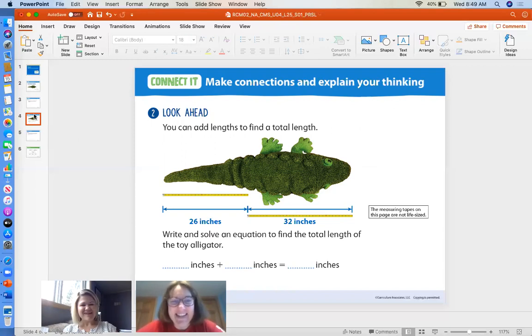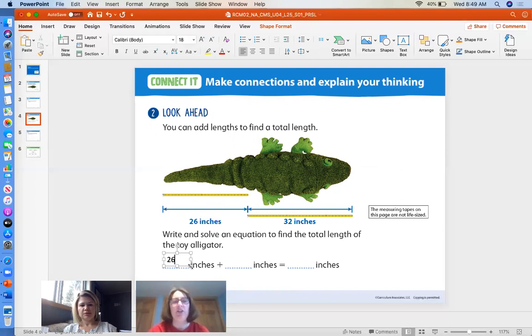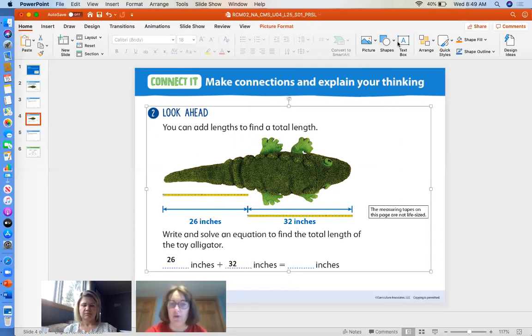You can add lengths to find a total length. So this is kind of what we talked about, right? So we can see exactly what the total is going to be. Write and solve an equation to find the total length of the toy alligator. So how long is its tail? Well, the tail we said was 26 inches because that's the part we had to solve for. So let's put that first, 26. And then we know that the rest of the body is 32.